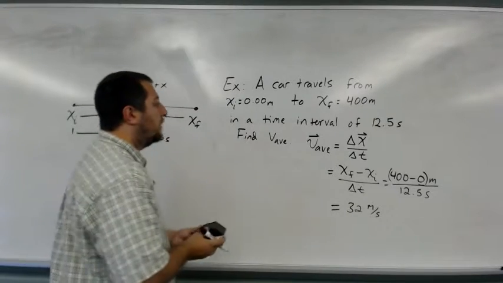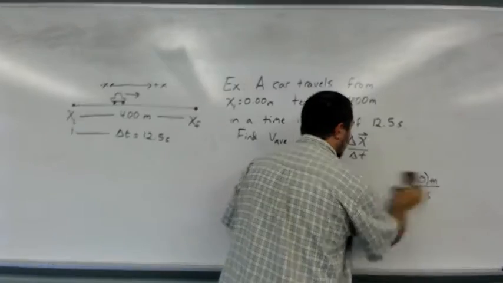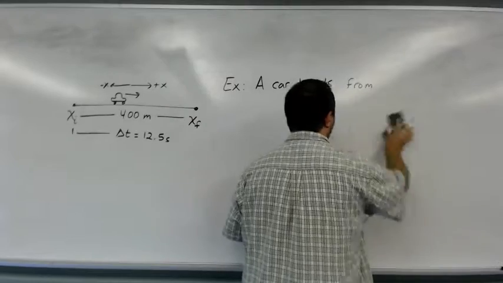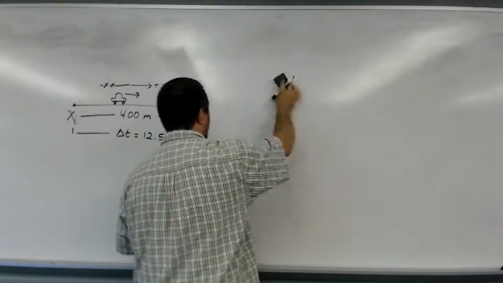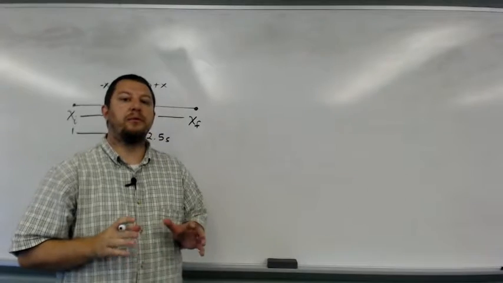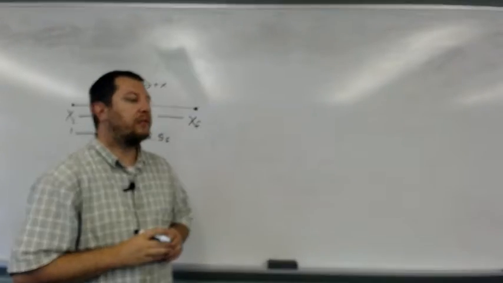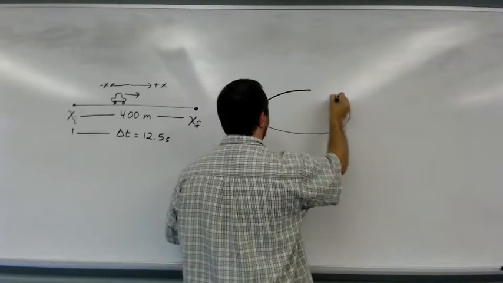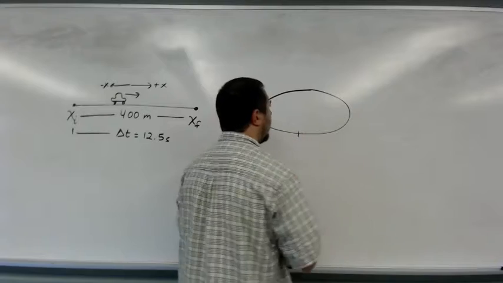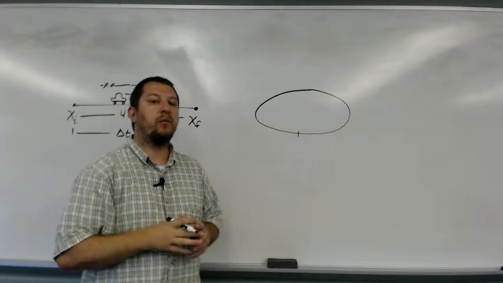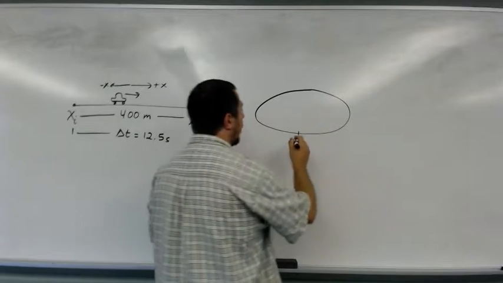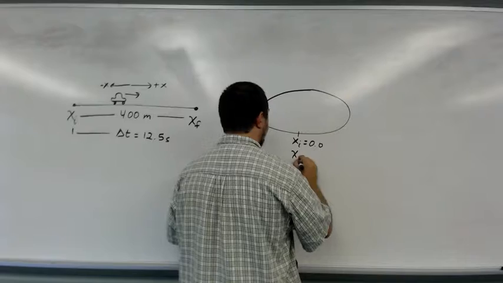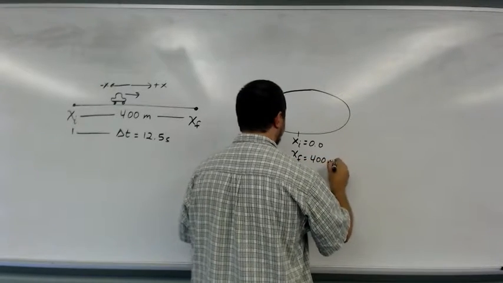Okay, so now let's do another example. And I want to go back to the racetrack idea. Now, let's say that I have an oval track. Again, we're going to talk about a quarter mile. So xi is going to be 0, and xf is going to be 400 meters.